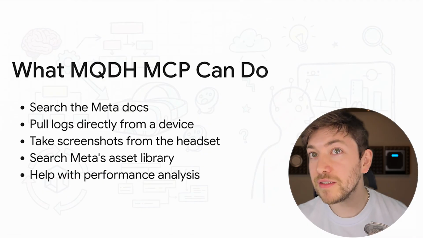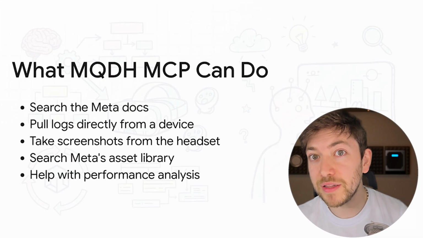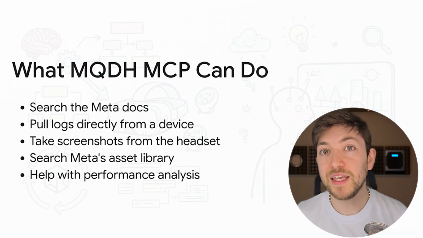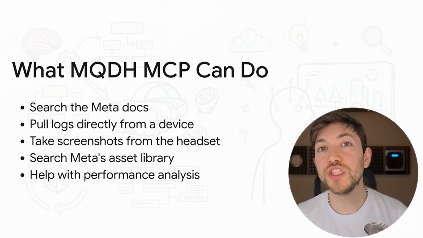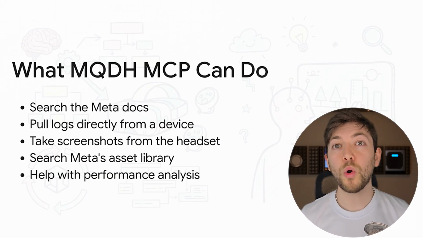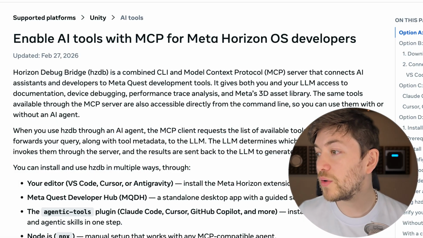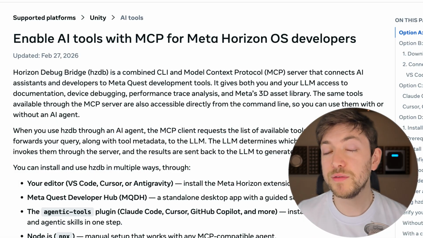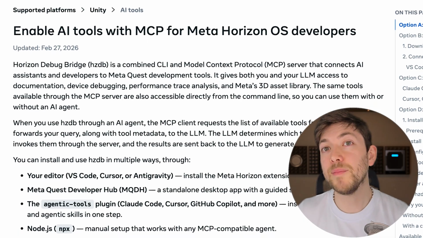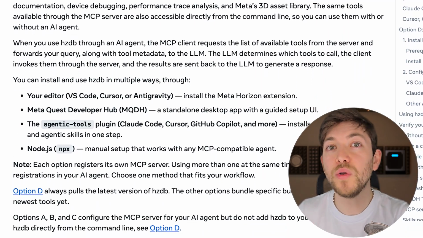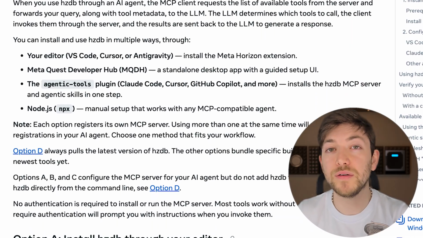In the case of Meta's MQDH MCP workflow, that includes things like searching the Meta docs, fetching specific documentation, pulling logs or logcat from a Quest device, taking screenshots from the headset, searching Meta's asset library, or even helping with performance checks and analysis. And as you can see here in the quick start, Meta makes it really easy to start using these tools. Again, I'm not going to explain how to get your environment set up. You can go look at some of the millions of tutorials that are out there.